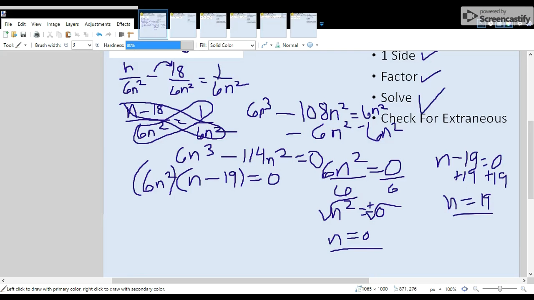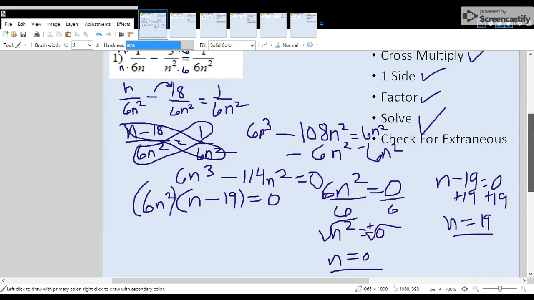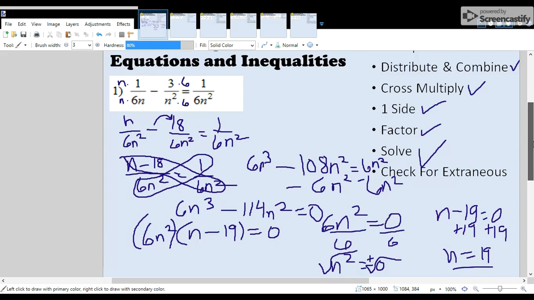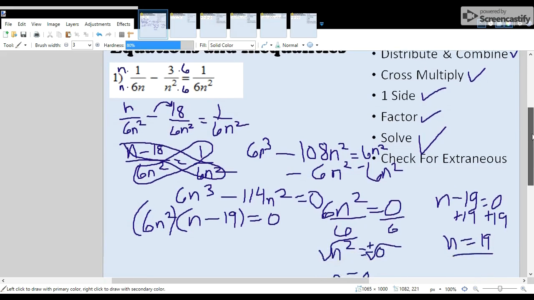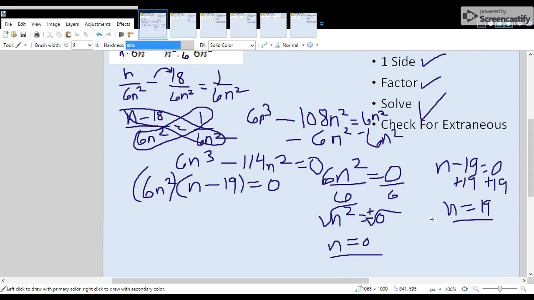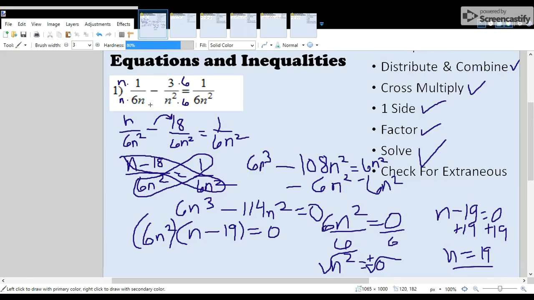So now we're done with step 6. The last step is to check for extraneous solutions. Remember, you cannot have a 0 in the denominator. If you get that, that will be an extraneous solution. So we're going to check by putting both of these back into the original equation, see if they give you true statements.